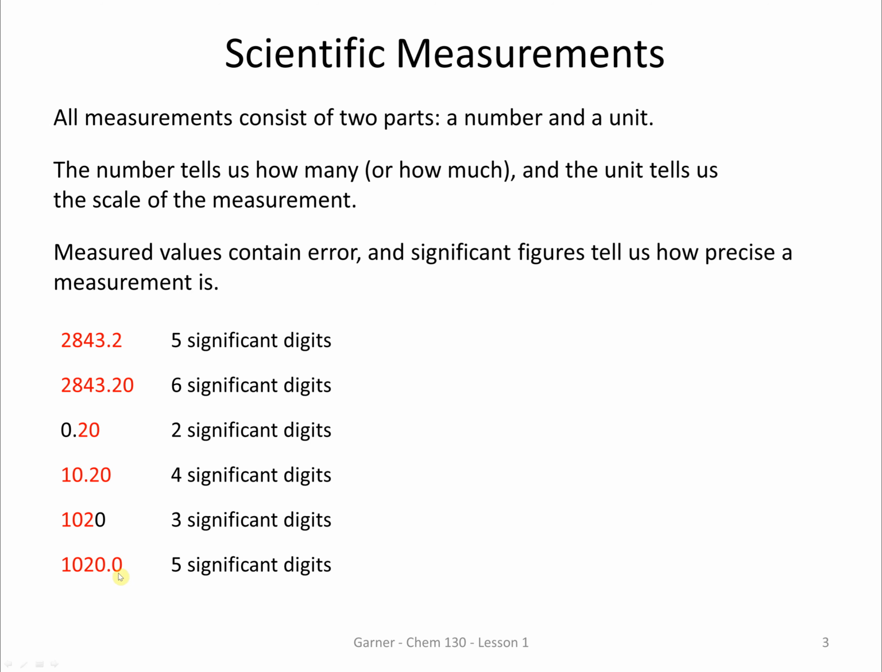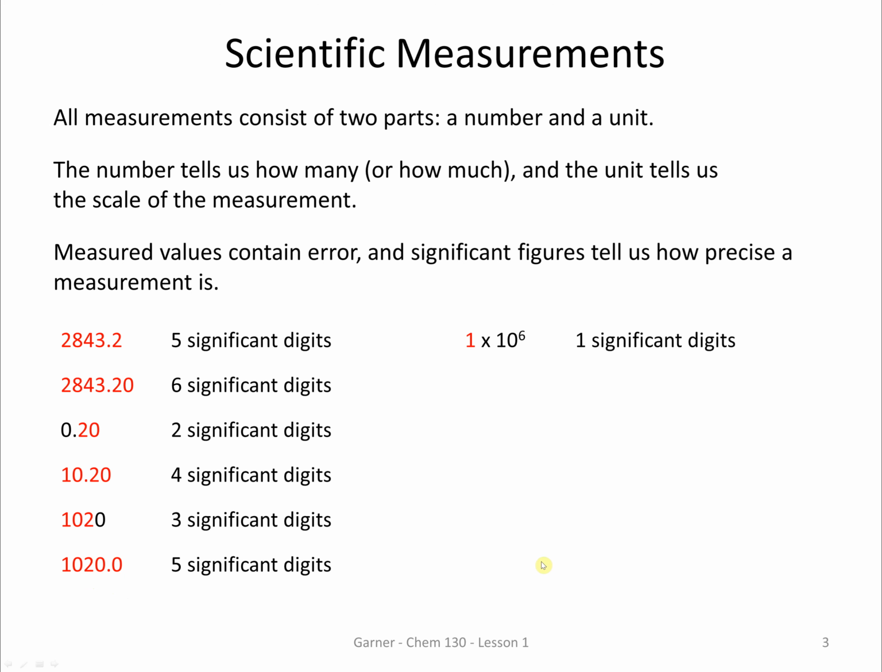Since that last 0 is now significant, that means that the 0 that comes between the trailing 0 and the 2 is also significant. So the second 0 is significant because it comes between 2 sig figs. So 1020.0 contains 5 significant figures.